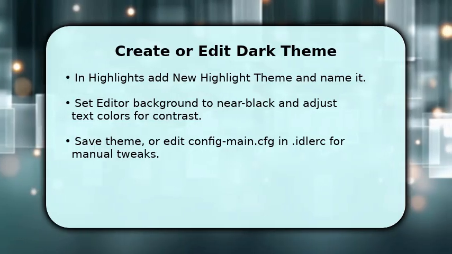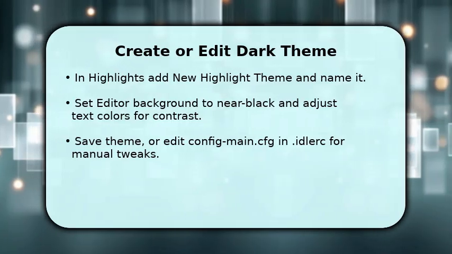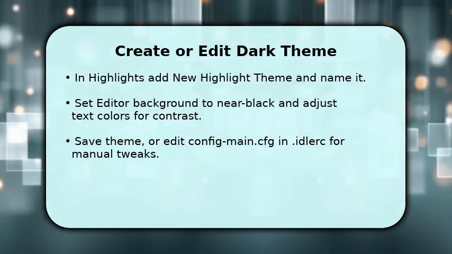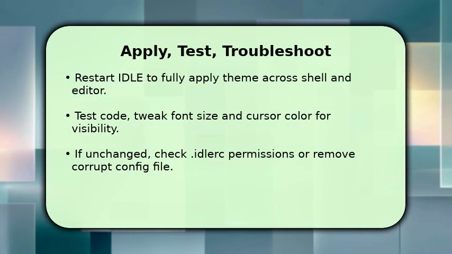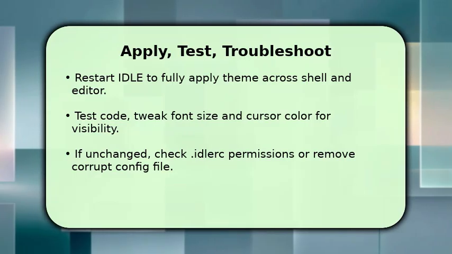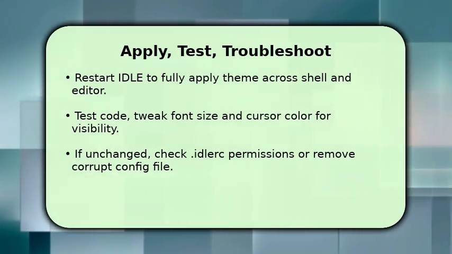If you prefer manual control, close IDLE and edit config-main.cfg inside .idlerc, modify color entries directly, then reopen IDLE to see changes. Finish by selecting your new theme as the active highlight theme, then restart IDLE so both the editor and shell render with the new colors.